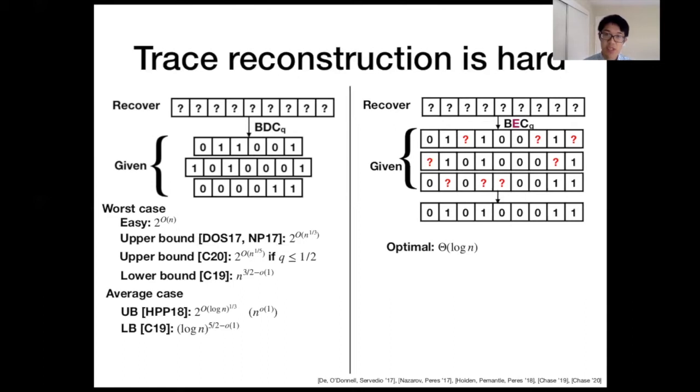Typically, trace reconstruction is defined over the deletion channel, but you could just as easily define it over other channels like the erasure channel where you know the positions of the erasures. And in this case, the problem is much easier. Both the problem is easier in that it takes fewer traces, and it's also easier for us to analyze. So it's an easy exercise to show that for the erasure channel, trace reconstruction needs log n traces, and it's possible, so that's optimal.